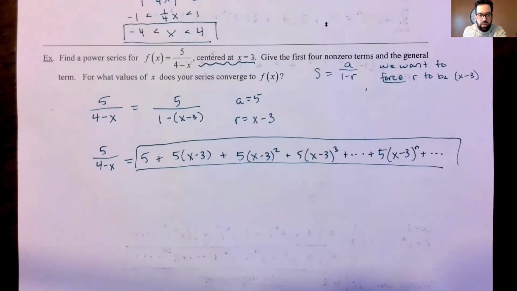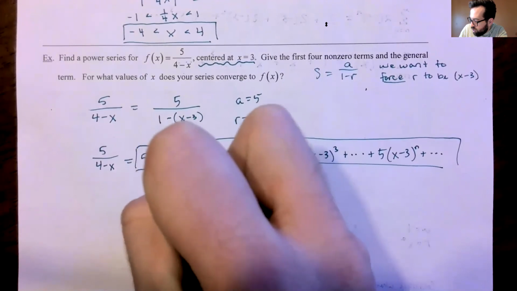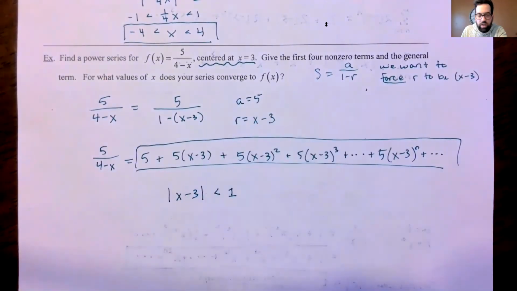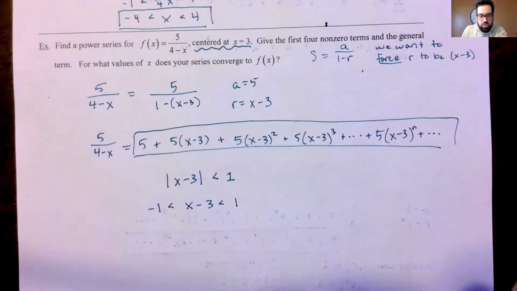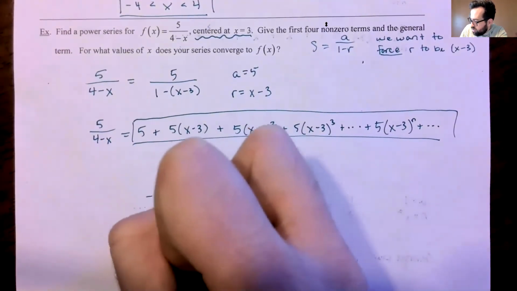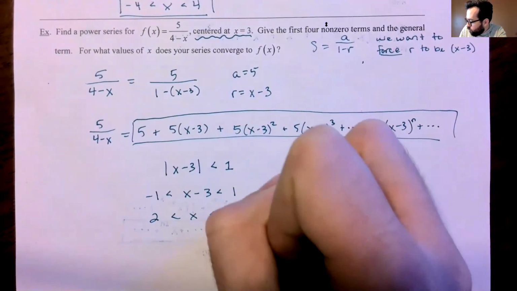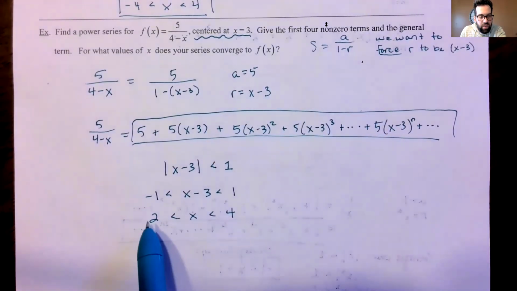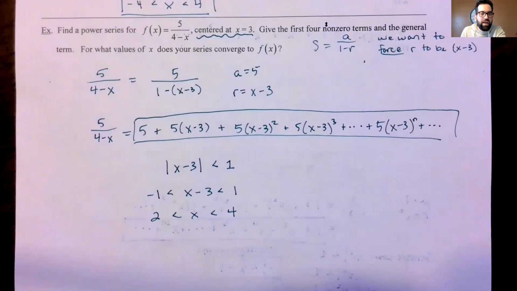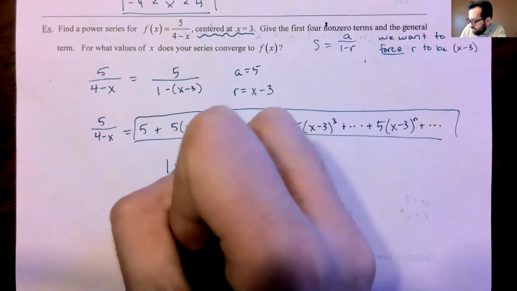Then we want the general term. No, sorry, we did the general term. That's what this is. Then we want to know what values of x make our series converge to f of x. So just like before, we're going to take the absolute value of r and make sure that that's less than 1. So we're going to plop that between -1 and +1. And if I add 3 to all 3 sides of this inequality, we're going to get 2 is less than x is less than 4. And indeed, if you think about that, we have to be centered at 3. You can tell that 3 is halfway between 2 and 4. So our domain here, or the values that make our series converge, are centered around 3. So that's what we wanted. So we found it.